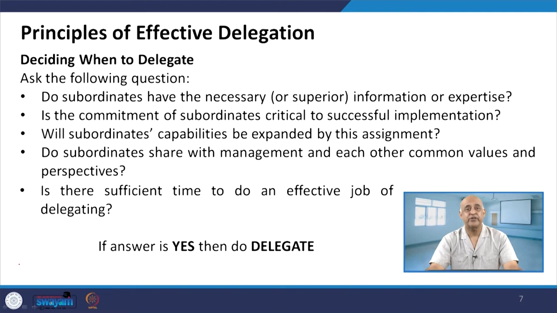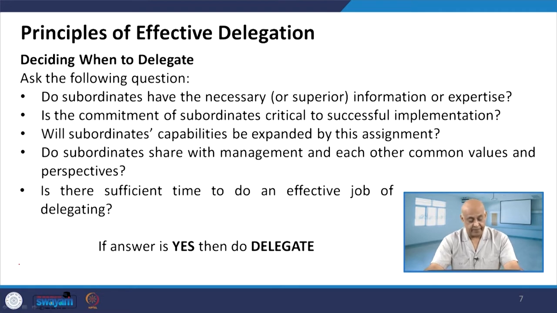He is taking this particular delegated task to develop himself. That is, I am getting this opportunity to do this new task. So he develops expertise in that and creates a better future. Will subordinates' capabilities be expanded by this assignment? Therefore, there are two terms I would like to share. One is job enlargement, the other is job enrichment. Job enlargement is not increasing the capabilities, but only increasing the practice. But in job enrichment, the subordinates' capabilities are expanded.